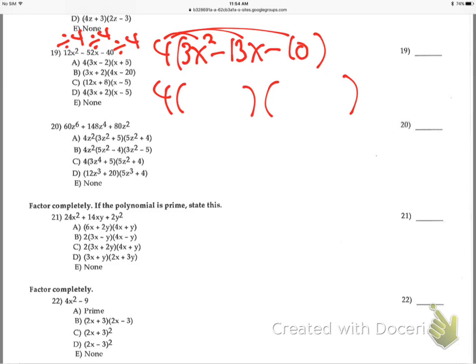Now one more step. Now you've got to do the FOIL thing. D. No. Wait.